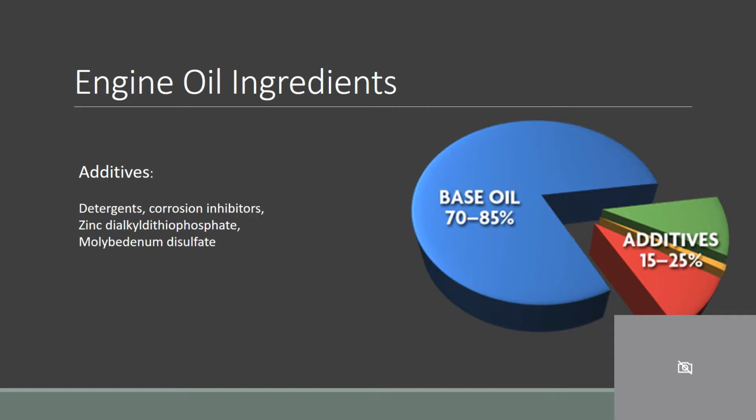Now on to the engine oil ingredients. So in engine oil, the base oil, which is the crude oil or synthetic blend, is 70 to 85% of the makeup, and then the next 15 to 25% are additives such as detergents, corrosion inhibitors, zinc, or molybdenum sulfate. The base oil is basically what you think of as the actual oil part, and all the additives are there to either prevent corrosion, clean the engines, prevent sludge, and make sure all the molecules stay suspended in it, so when you do an oil change, they can easily be taken out of the car and not gunked up inside the engine.